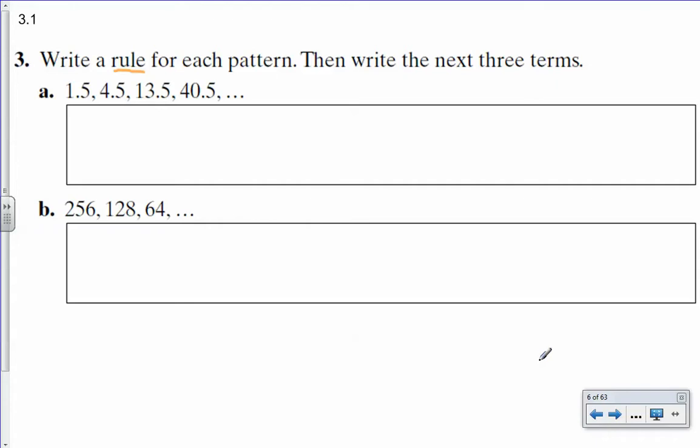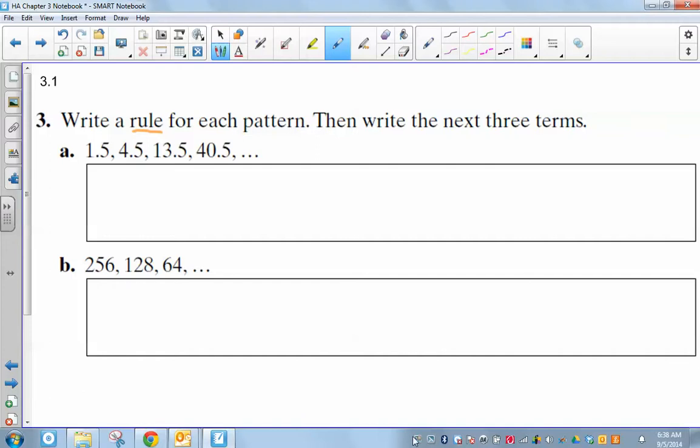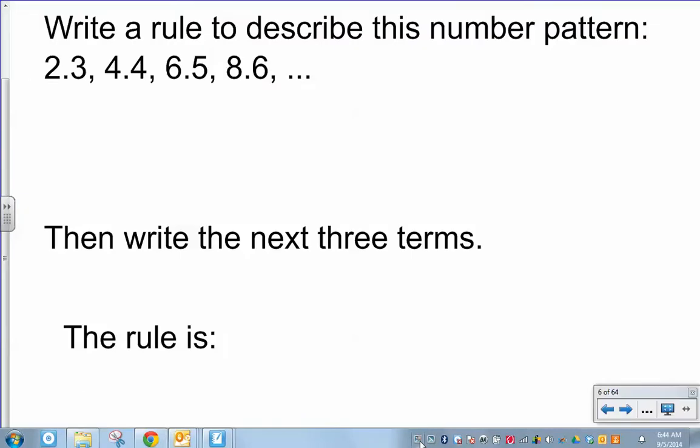So, when we write a rule for our pattern, we are going to... okay, so again, next we're going to look at writing a rule.